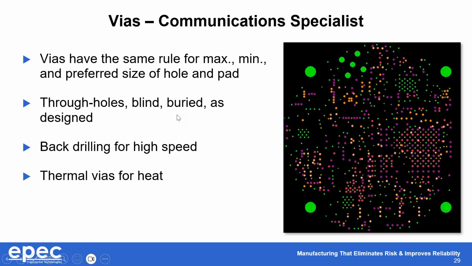So vias are our communications specialists. Without them, I don't know what we would do. The vias have the same format as getting them ready in the system. They have a max and min size and a preferred size, as well as a pad size. So in this picture on the right, you can see all of the green holes are component holes. They're drilled on the final layup of the board. They go from top to bottom.